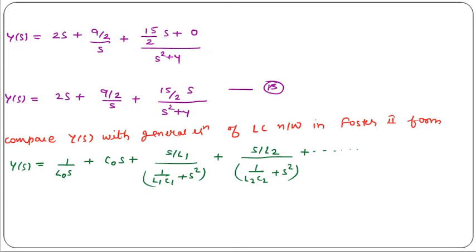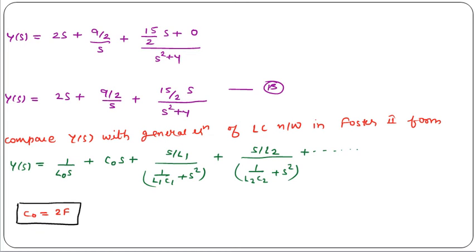So this is the general equation and this is the partial fraction solution which we have obtained, that is equation b. Now we will compare the coefficients. So if we compare, we are getting 2 into s, which means we are getting the value of C naught. So C naught value we are getting as 2 farad. Okay, so C0 value is 2 farad.